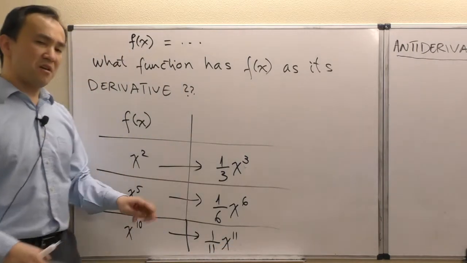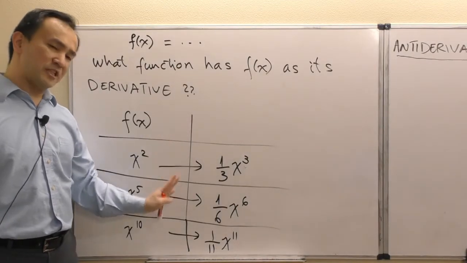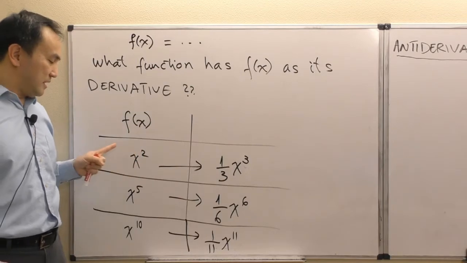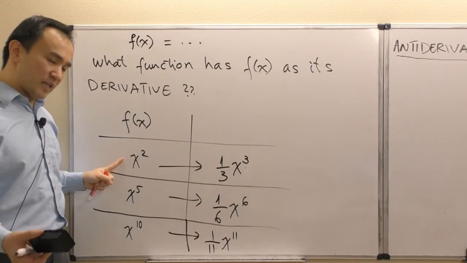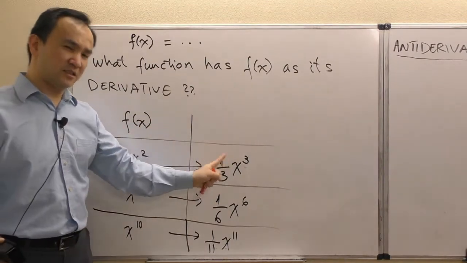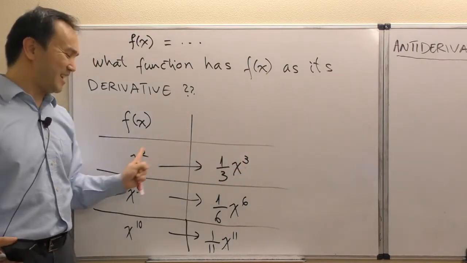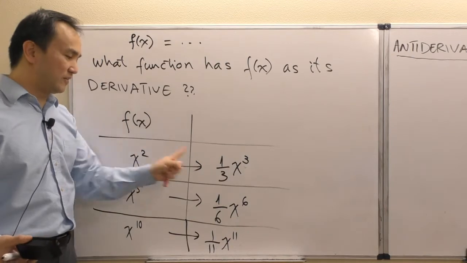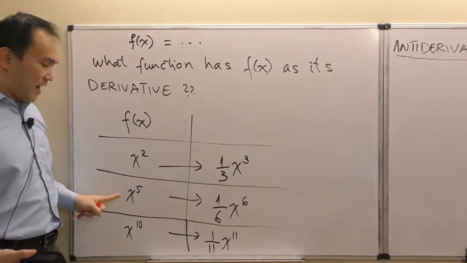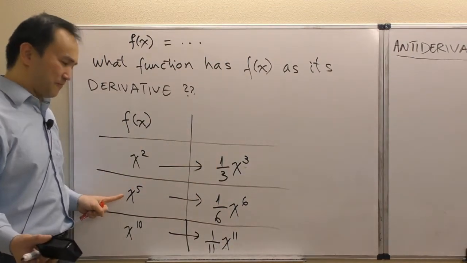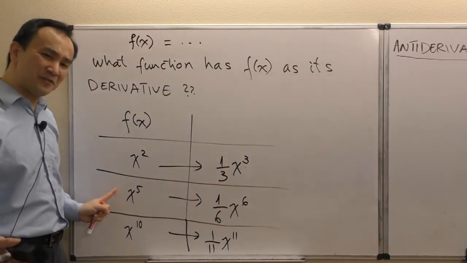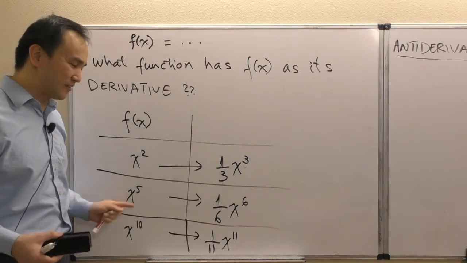So I purposely put all of these results here on a chart, side by side. If we're treating x squared as the derivative, then the function having x squared as its derivative is 1/3 x cubed. If our function is x to the 5th, then that function 1/6 x to the 6th has x to the 5th as its derivative, and so on and so on.